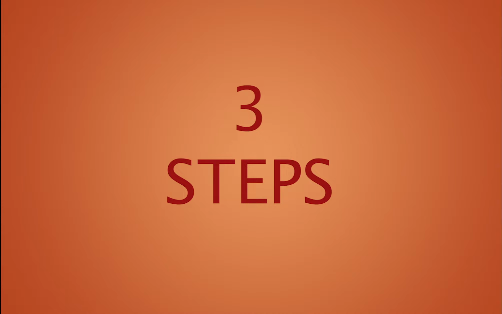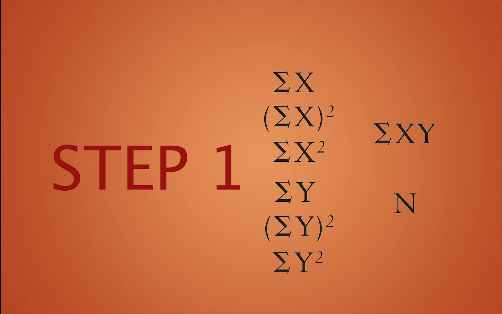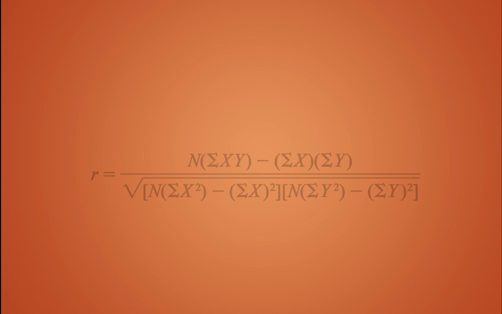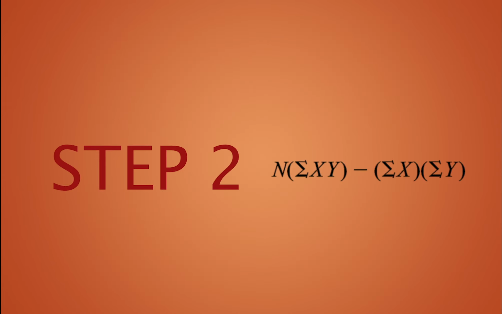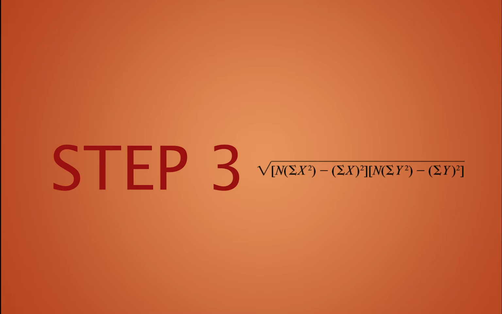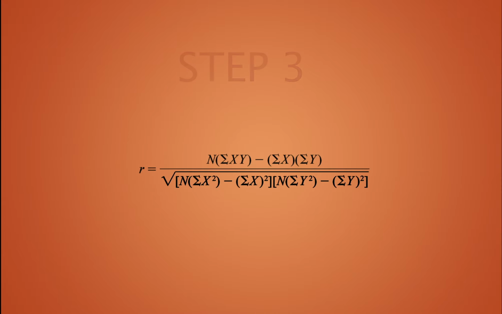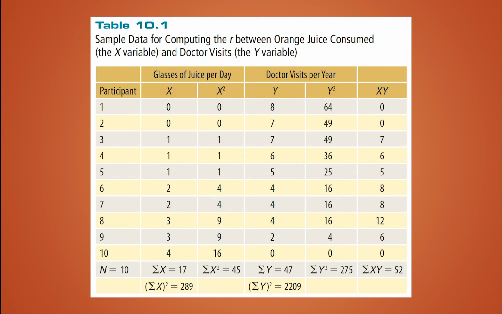Calculating the correlation coefficient can be done in 3 steps. Step 1 is to compute these items and then put them in the formula with the help of additional columns in the table. Step 2 is to compute the numerator. Step 3 is to compute the denominator and then divide. So, according to our data, we can complete all items in step 1 and complete the table.